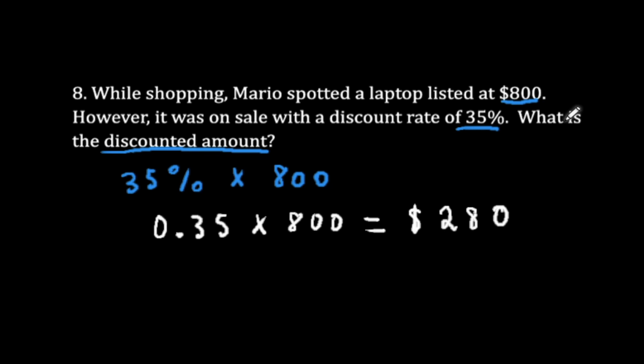I meant to say the discounted rate is $280, but notice we're not looking for how much he ended up paying. Now, if we were asked how much did he end up paying, then we would subtract 280 from the $800. Okay, so let's move on to question number 9.